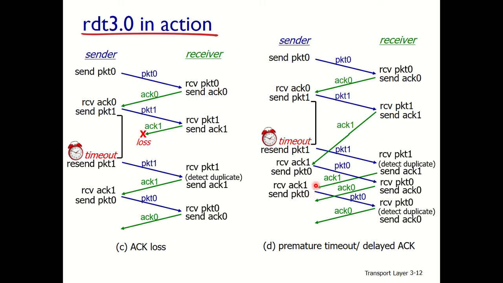Although this is not the case, this is premature timeout, which means that the timeout expires before the acknowledgement comes, because the acknowledgement is delayed. This can lead to retransmission of multiple packets. You can see that packet 1 is retransmitted and packet 0 is also retransmitted, so packet 0 is also received as a duplicate. This led to duplicate transmission.